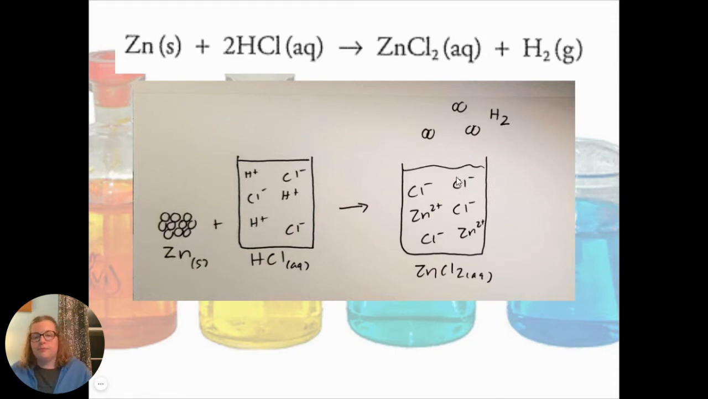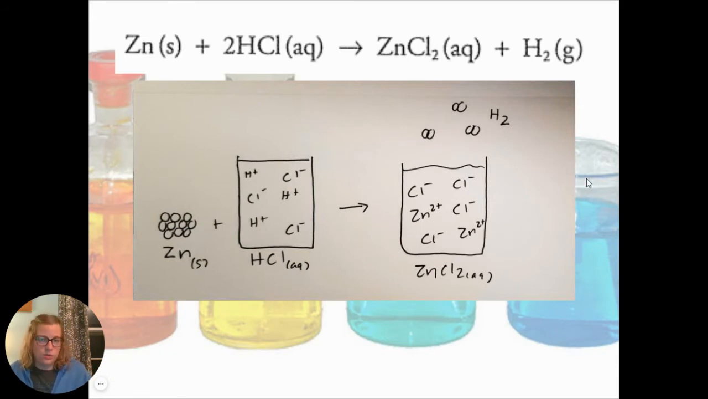Now if you look here, things are changing. The zinc is going from a solid zinc to a zinc ion. That's a change. The hydrogen is going from an ion into a gas form, but our chloride here, the Cl minus, doesn't change at all. And so that is what we call a spectator ion.